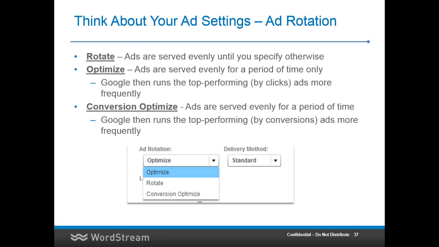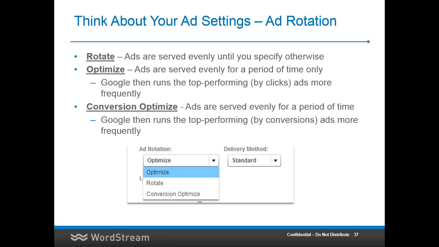The next option is optimize, in which Google will run the ads evenly only for a period of time. And during this period of time, the ads will collect click data, and then as some of your ads begin to generate higher click and click-through rate data, Google is going to start to automatically run those ads more frequently. They do this because the ads that are more successful in terms of clicks and click-through rate are going to give you the best chance at driving traffic to your website.